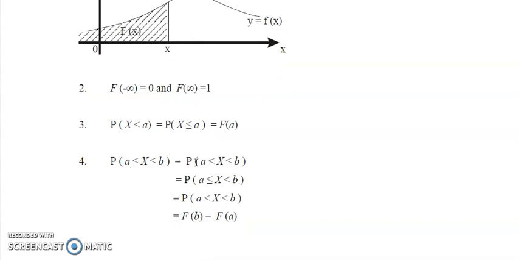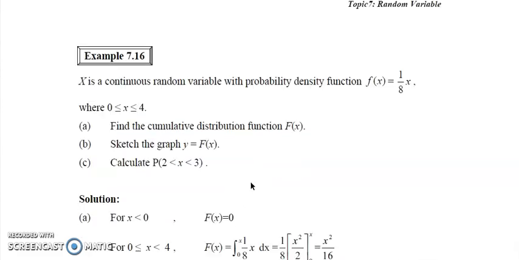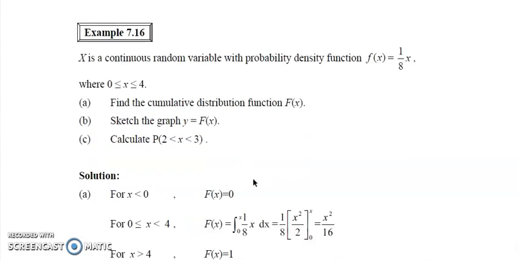As I told you, you can put some notes here. I'm going to say it again: the inequality in a continuous random variable is not important. So you can see here, everything will be the same. The probability of a to b will be equal to F of b minus F of a. So let's proceed.